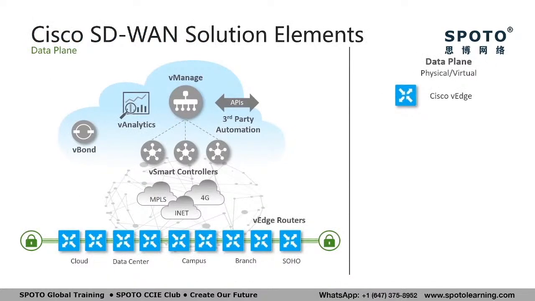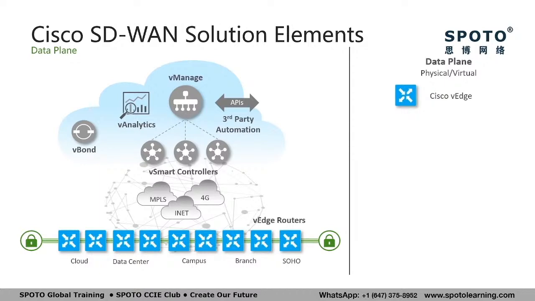Cisco vEdge, this is a data plane. We have discussed the control plane and controllers. This is the data plane. It's Cisco vEdge. Cisco vEdge routers are the data plane elements of the Cisco SD-WAN fabric. They are, in essence, WAN edge routers, positioned everywhere the SD-WAN fabric needs to be extended to. vEdge routers are responsible for encrypting and decrypting application traffic between the sites.